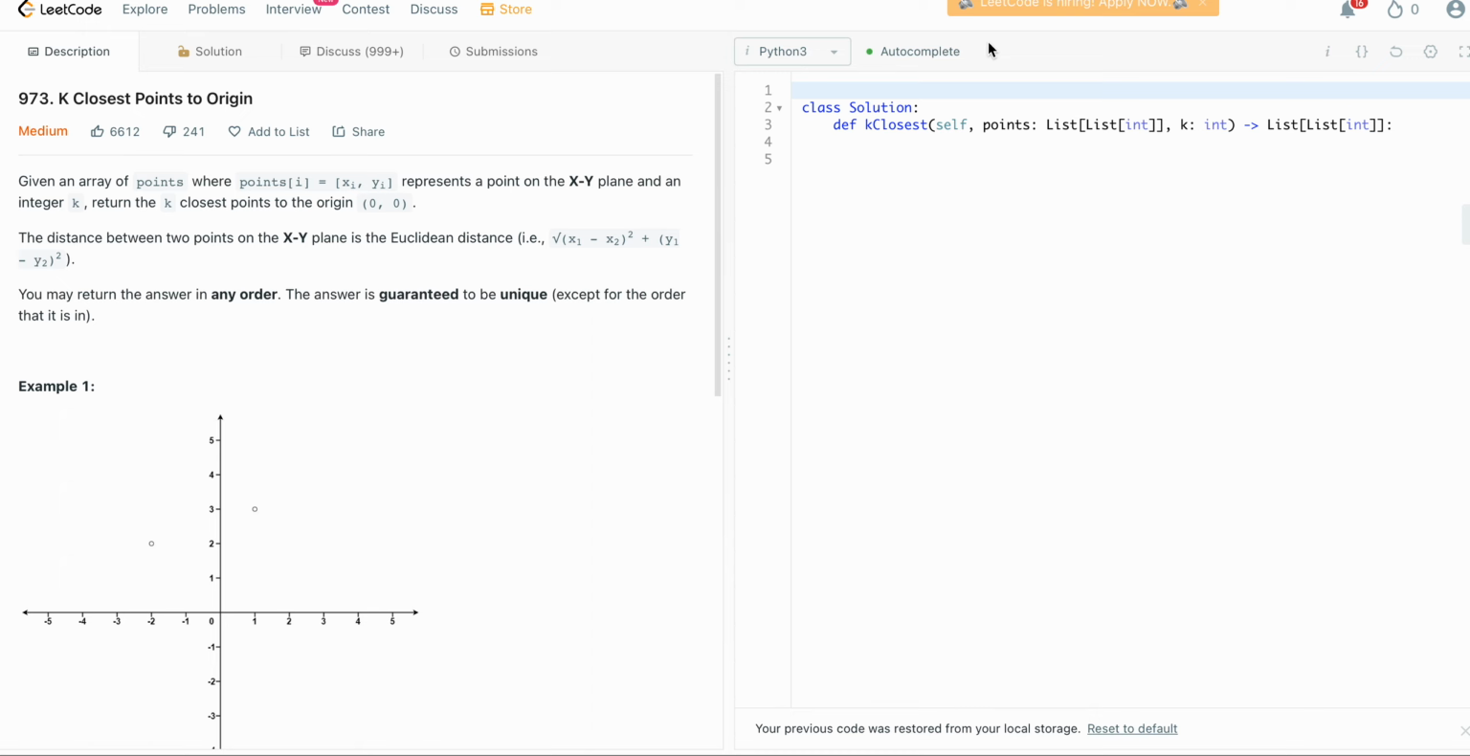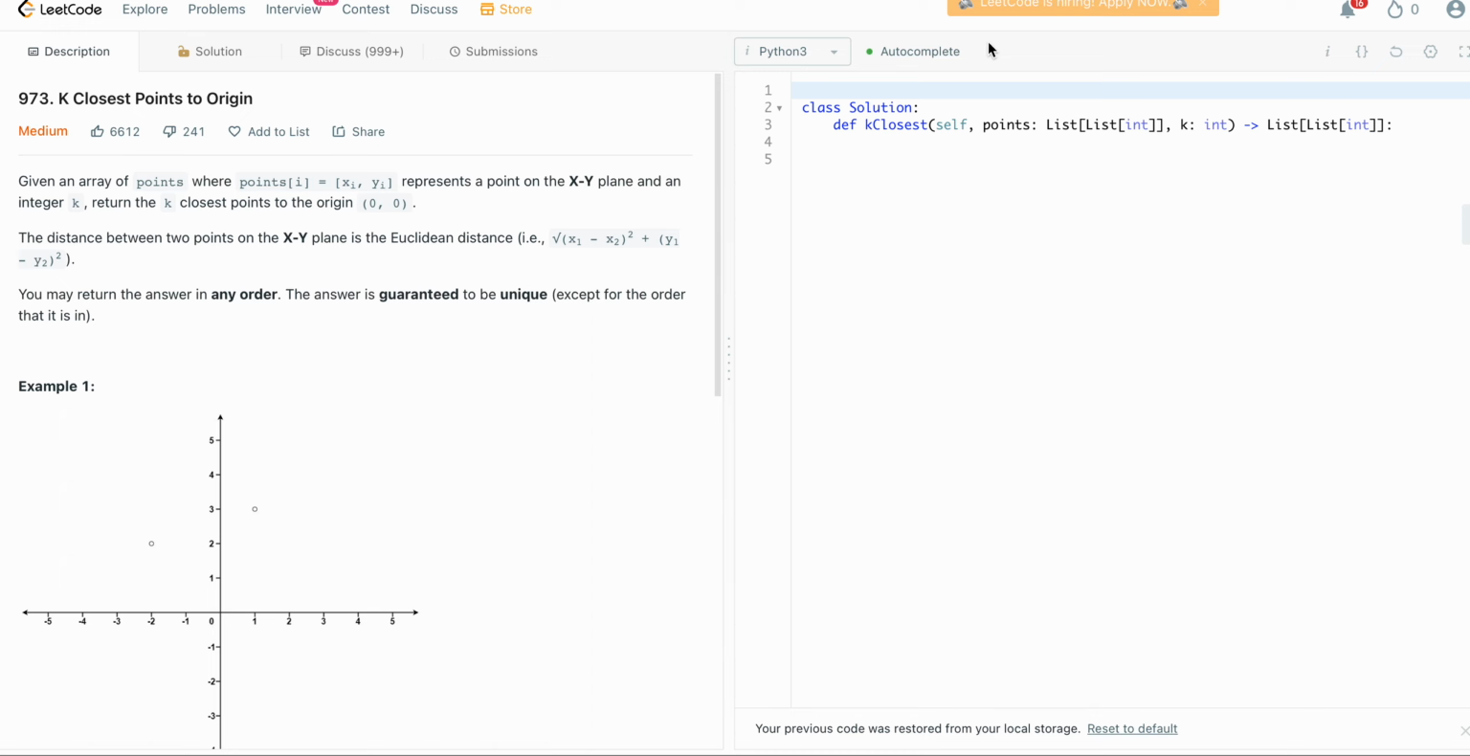Automatically, when I think of returning k closest points, you're going to have to sort the points by their distance from the origin, and you want the k closest points, so that'll be the k points that have the smallest distance from the origin. And so what you want to do is sort these points by the distance, and the data structure to do this would be using a heap.